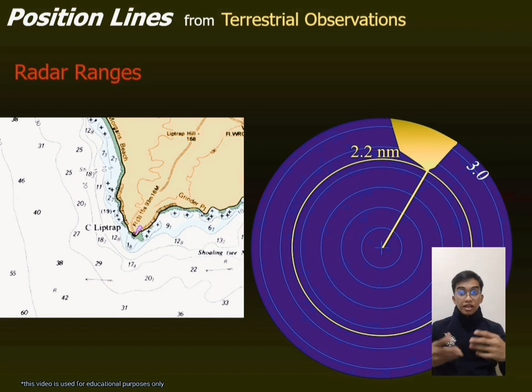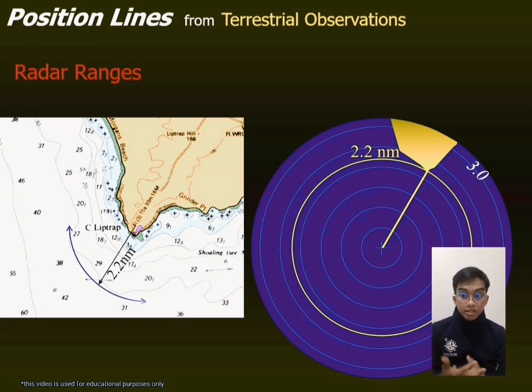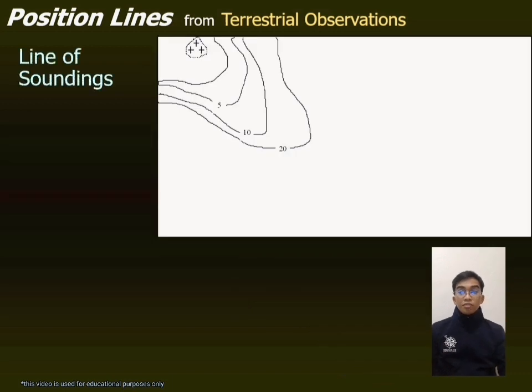In terms of the radar ranges on the radar, you can obtain the range of a charted object detected and use it as the position line. Since this position line is the range, it should be marked off on the chart as an arc or a circle around the object using a pair of compasses, as shown here.